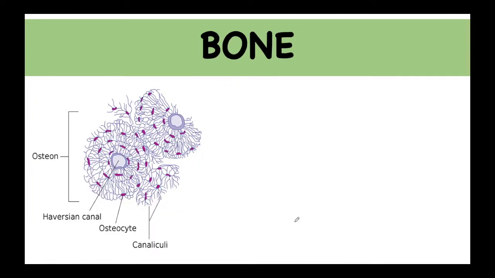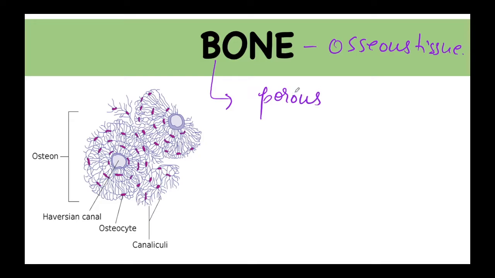Now moving on to the second type of supportive connective tissue, that is bone. So bone is a tissue. And what is a bone? Bone is a supportive and protective tissue. It is porous, while cartilage is non-porous. Bone is rigid, which makes the skeleton.